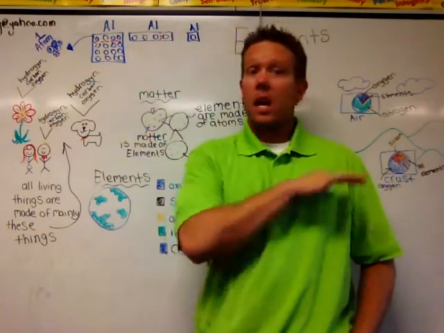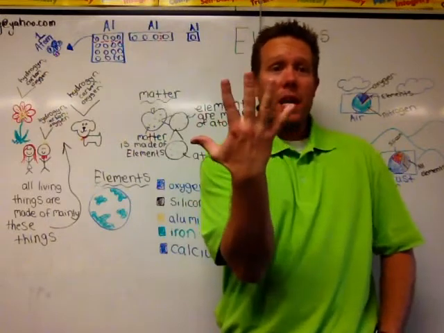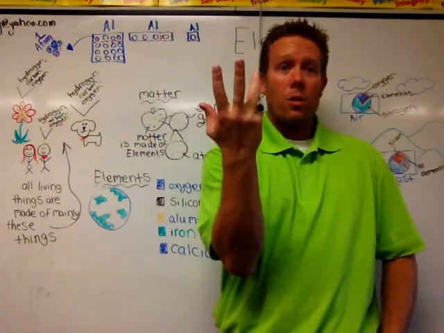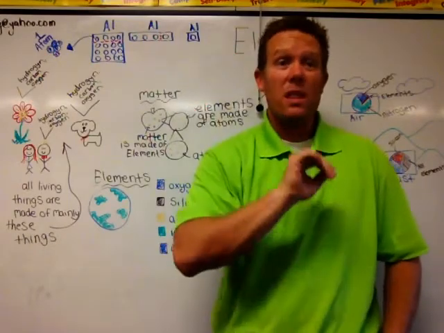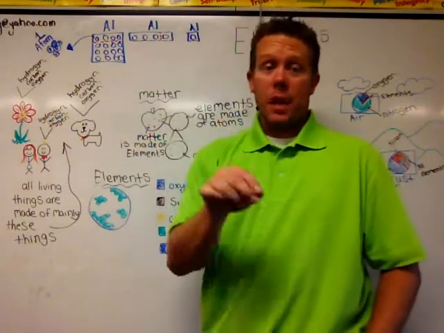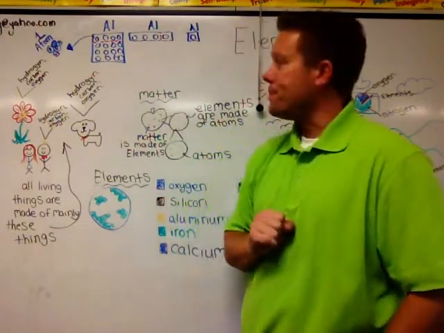Okay, so that's the key thing. Aluminum is a substance that cannot be broken into any smaller pieces, because then it would no longer be aluminum, because then you'd only have 4 and you need the 5. Okay? That's probably the hardest part of the lesson, understanding what an element is. So if you got that, you're awesome.